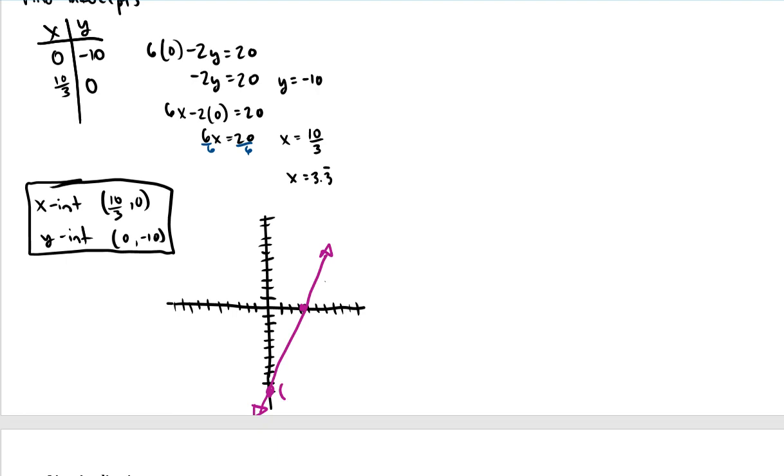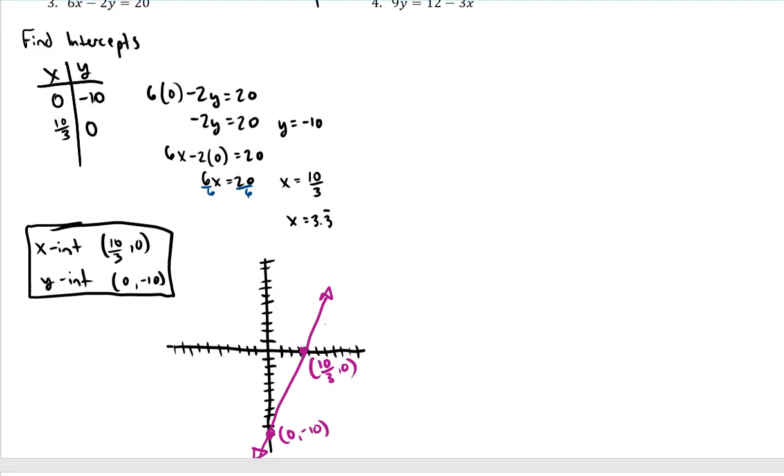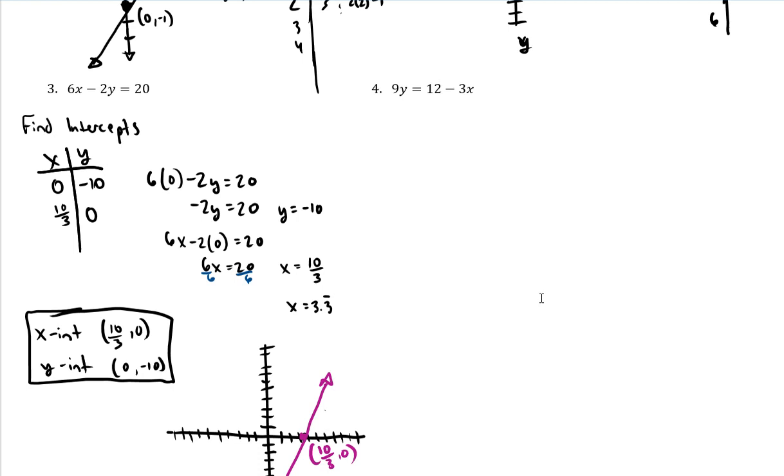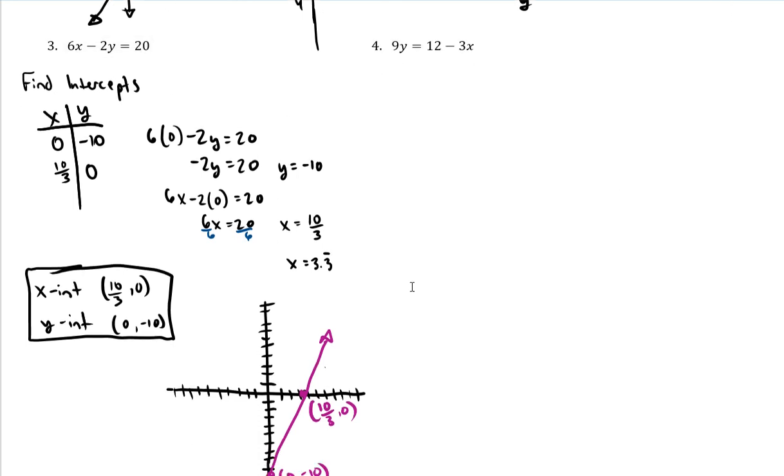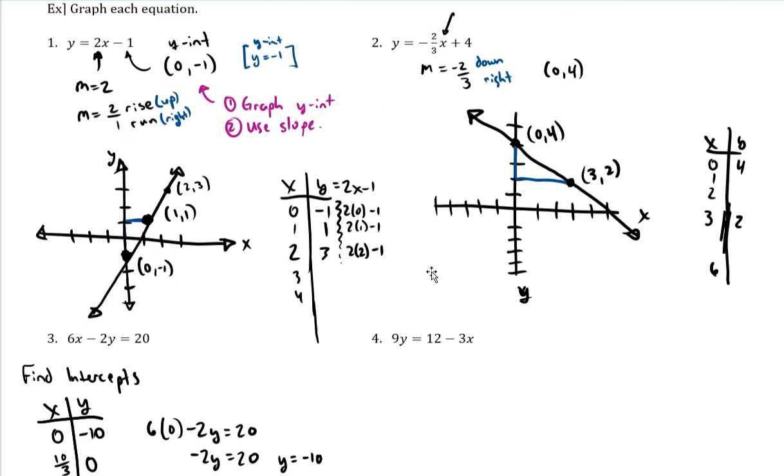And there it is. Okay, so there's the (0, -10), and then there's the (10/3, 0). Okay, so that's using the intercepts. So those are our 2 points, and we've got it. Okay, and from there, or with this, again, we could check it in different ways.